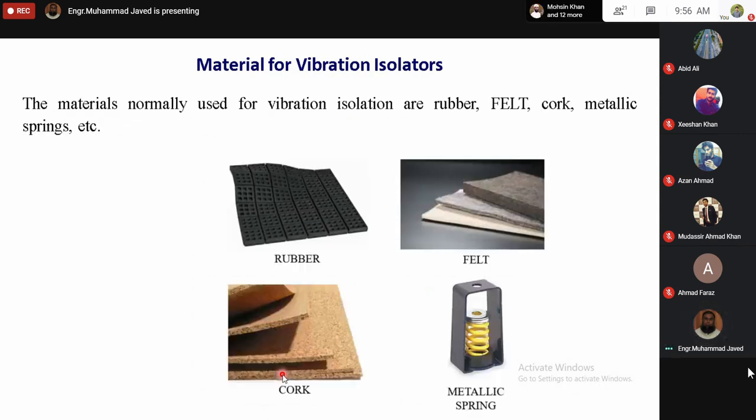And usually there are some materials which are cheap but quite effective in reducing the vibration. One of them is rubber. Natural rubber also has a very good property, but artificial rubber can also be produced. And this type of, इस किस्म का एक कपड़ा सा आपने देखा होगा, इसको फेल्ट कहा जाता है। Cork pads, these are materials which are used for reducing the vibration.